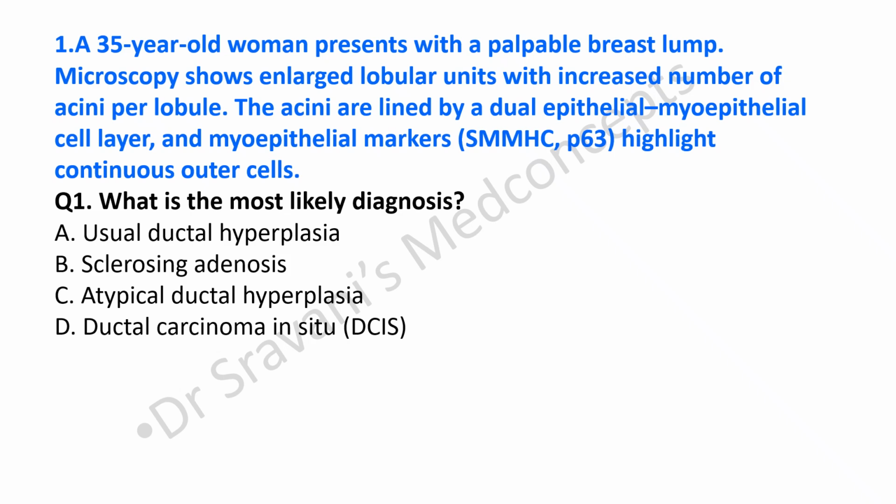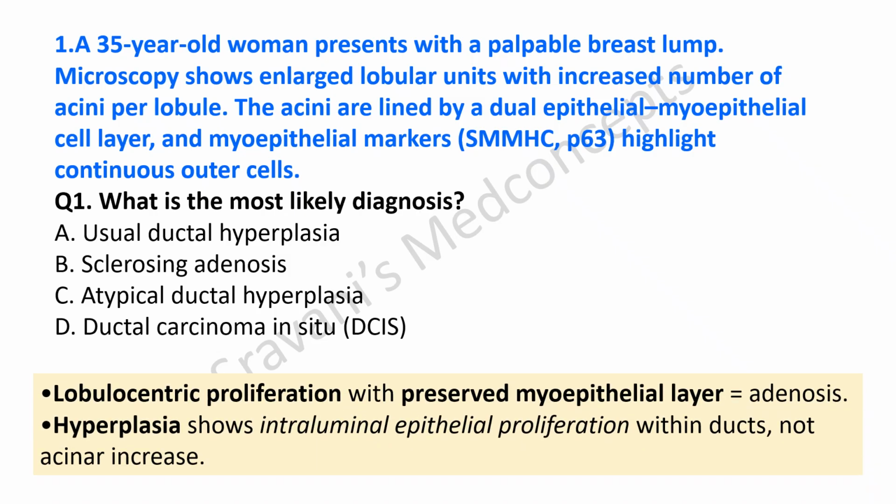Why is it not ADH or DCIS? For the same reason, acini per lobule will not be increased. So lobulocentric proliferation with preserved myoepithelial cell layer is the characteristic feature of adenosis, and hyperplasia is characterized by intraluminal epithelial proliferation within ducts, and it is not characterized by an increased number of acini per lobule.